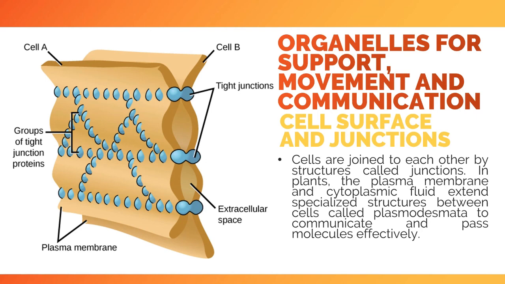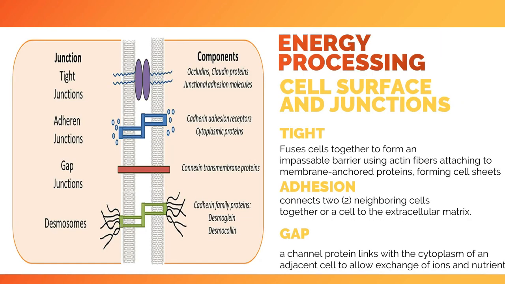Next one is we have the cell surface and junctions. Cells are joined to each other by structures called junctions. In plants, the plasma membrane and cytoplasmic fluid extend specialized structures between cells called plasmodesmata to communicate and pass molecules effectively. We have three types of cell junctions. We have the tight, adhesion, and gap.